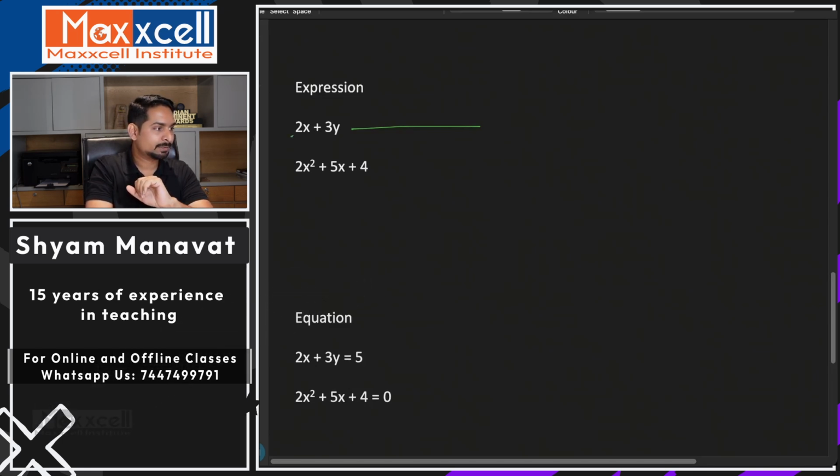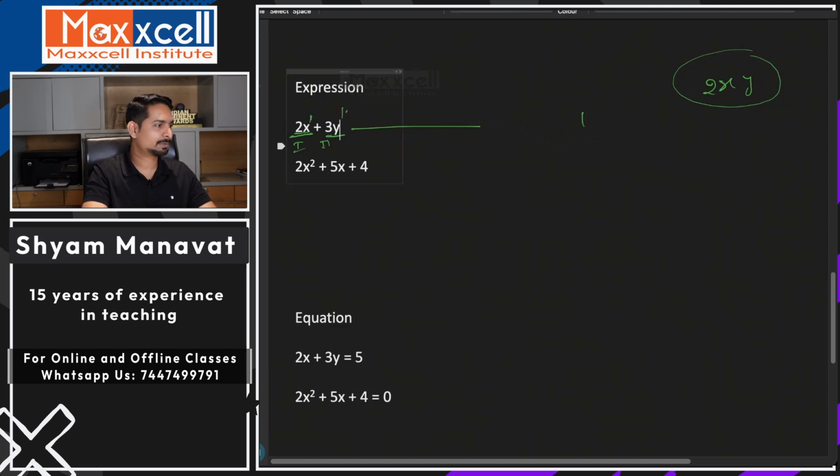Here, the first term's power is 1, the second term's power is 1. So the order of the equation is 1. Shall we add the power of x and power of y? No. When do we do that? When both of them are part of a single term. Here, x and y are not part of a single term. This is a separate term, this is a separate term. So here also 1, here also 1, so it's 1.